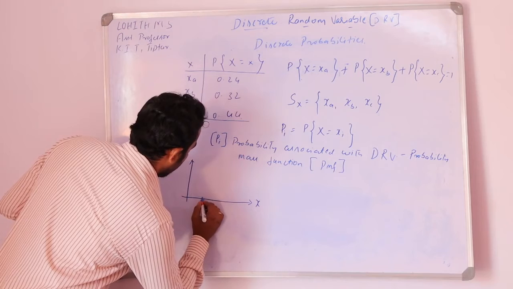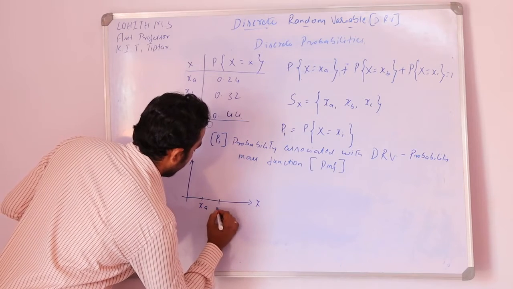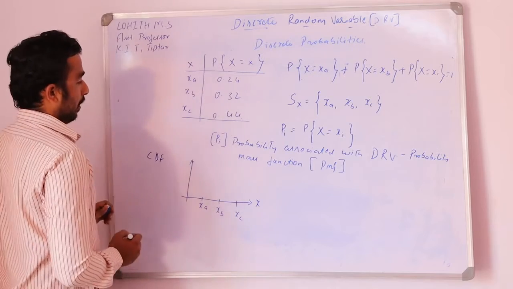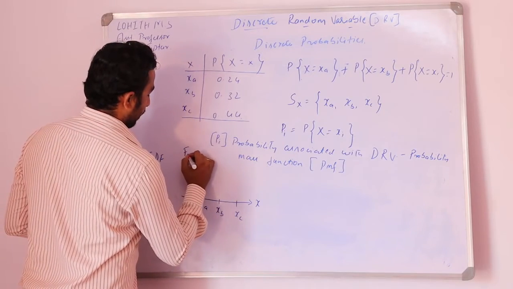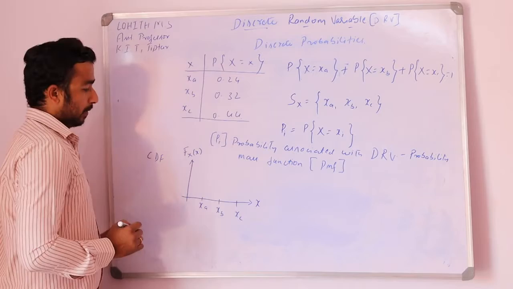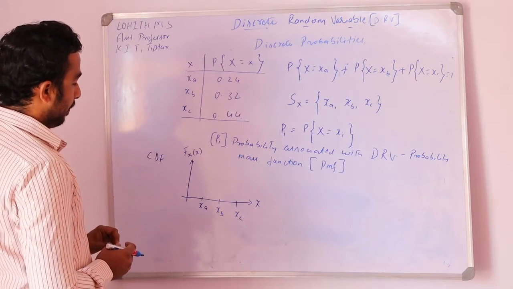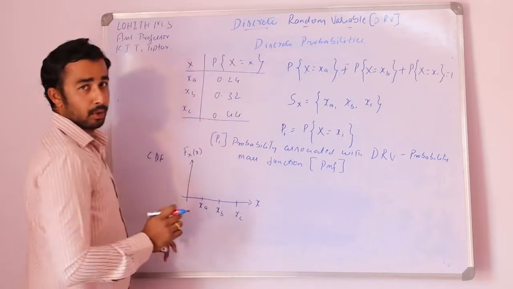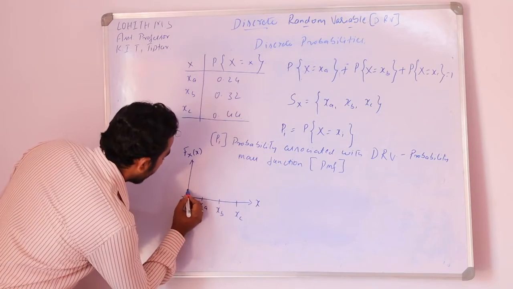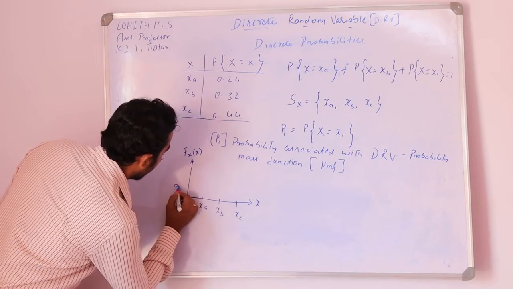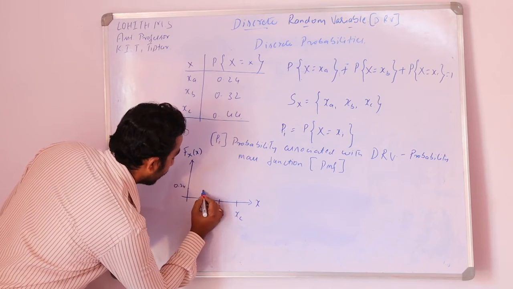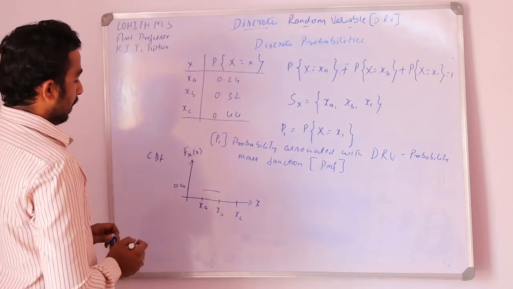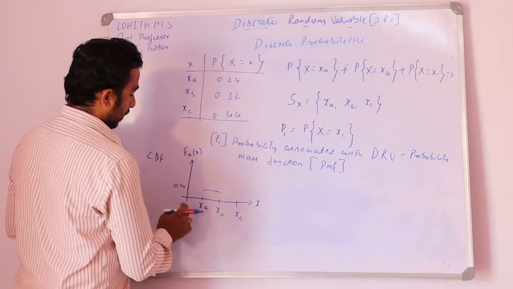X, xa, xb, xc. This is f x of x. Now for xa we have value 0.24. So at 0.24 we have a unit step function. This is with respect to time.